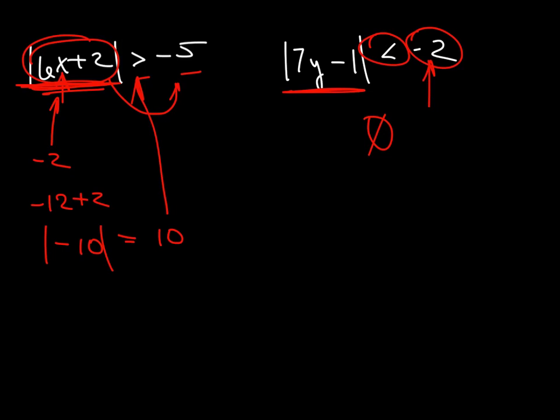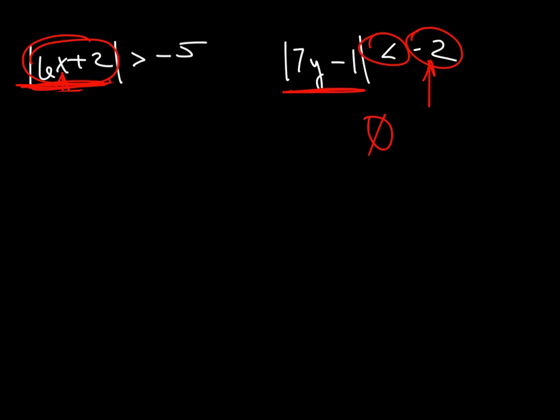No matter what number you put in for x in this one, when you take the absolute value of it, you will always get a positive number. And all positive numbers are greater than negative numbers. So any number you put in here for x, even if it gives you a negative answer in here, when you take the absolute value, it's going to give you a positive number which is greater than -5. So that's why any answer will work here.